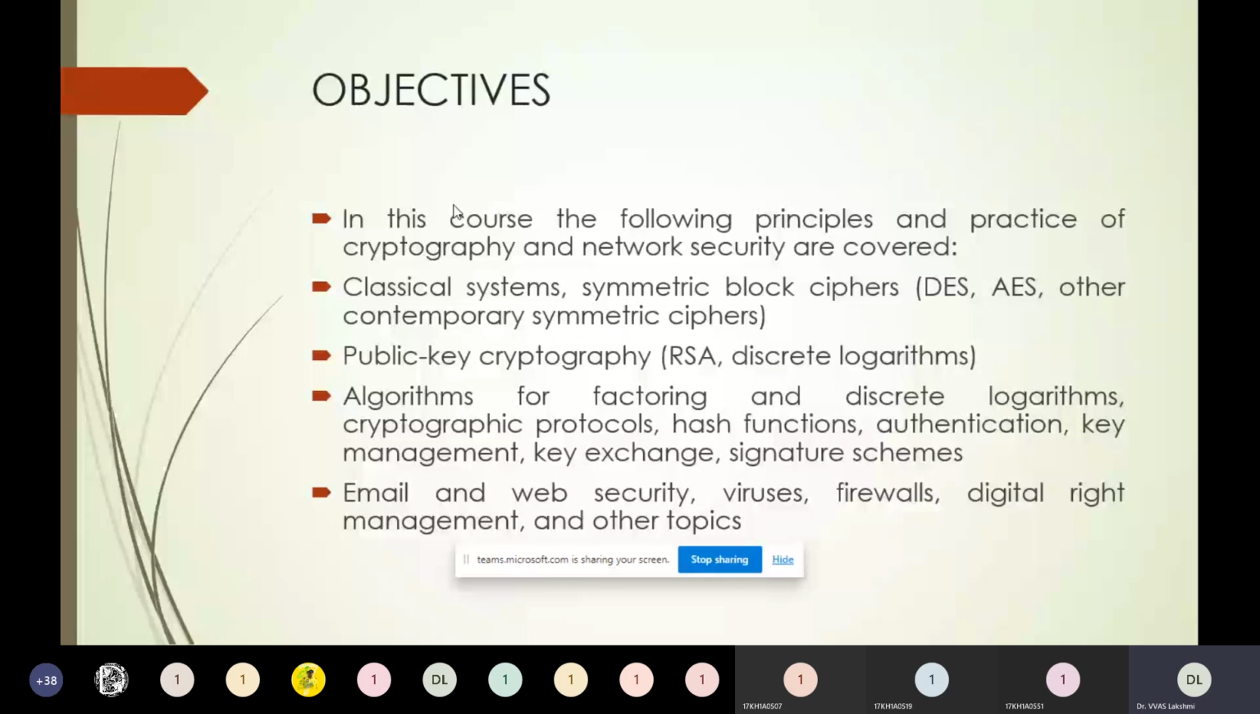Next one is viruses. Virus means a software which will destruct or destroy our system, including hardware also. Either hardware or software, viruses are going to destroy. Okay. Next one, firewalls. Firewalls are used to identify and stop the hacker from entering the system. Next one, digital management, and some other topics are also what we are going to learn here.